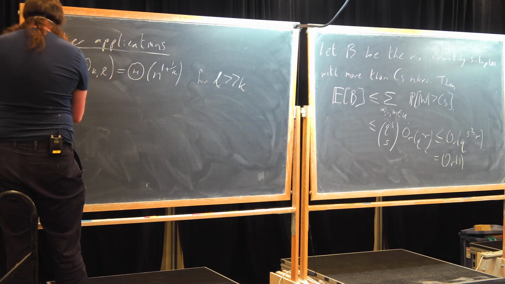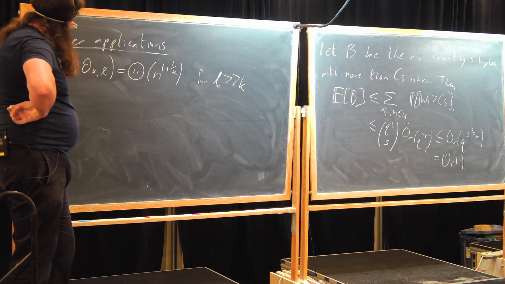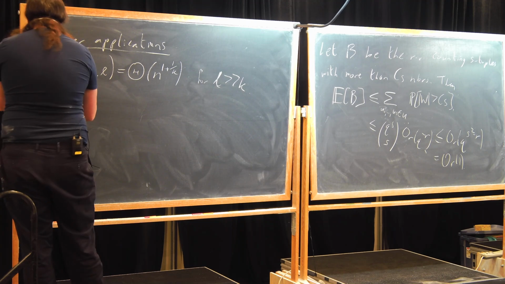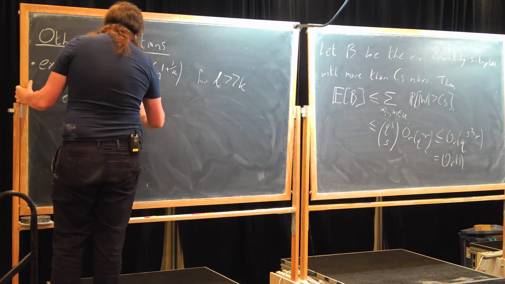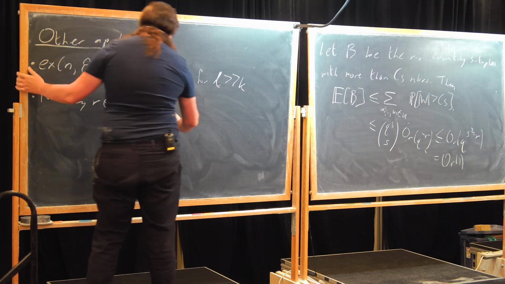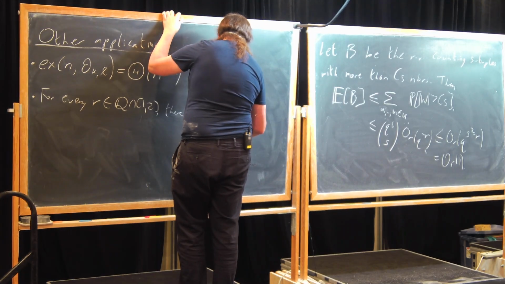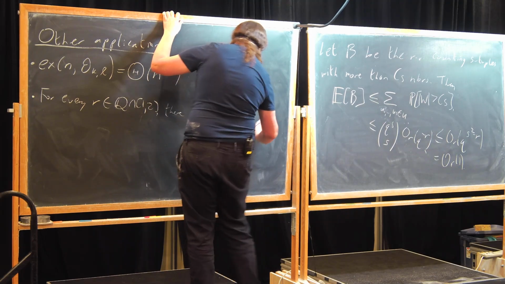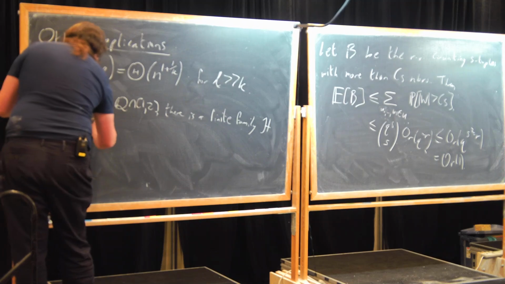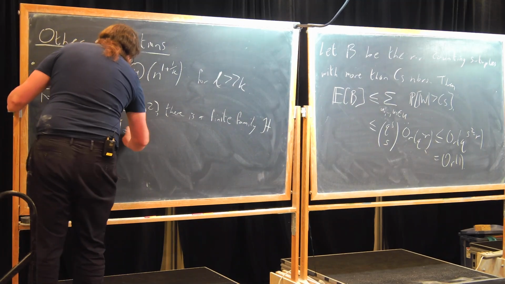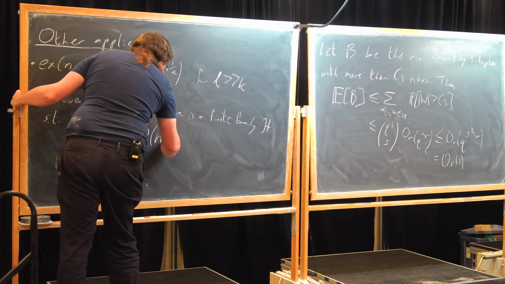Maybe a more interesting result is a result that myself and Boris proved after this, showing that for every rational r between 1 and 2, there is a finite family of graphs such that the extremal number of that family is theta, so up to constants, equal to n to the r.